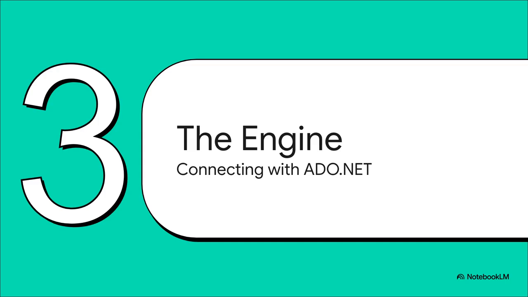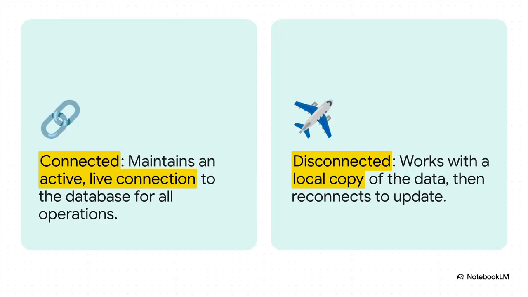So our app has a structure, it's got a blueprint, but right now it's just an empty shell. It needs data to be useful. So in this next section, we're going to look at the engine, ADO.NET. This is the standard heavy-duty framework that C# uses to build a bridge between your application and a database. Now, with ADO.NET, you basically have two main ways to go. There's the connected model, which is kind of like having a live open phone line directly to your database. It's always on, always listening.